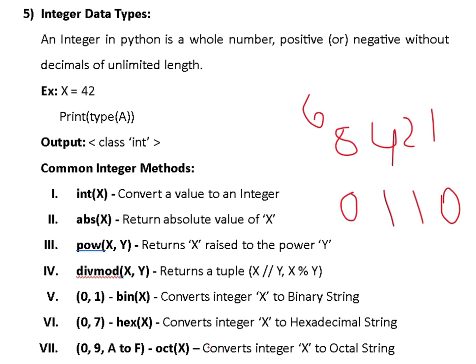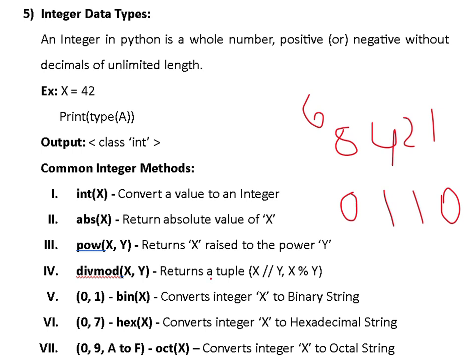So see here again, 0 comma 7, hex of x converts integer x to a hexadecimal string. I will explain how to include these expressions in Python programming in the next video. 0 comma 7 prints the values from 0 to 7 in hexadecimal. It converts integer x to a hexadecimal string. If you take x equals 6, it prints the hexadecimal string. I will show it in programming in the next video.